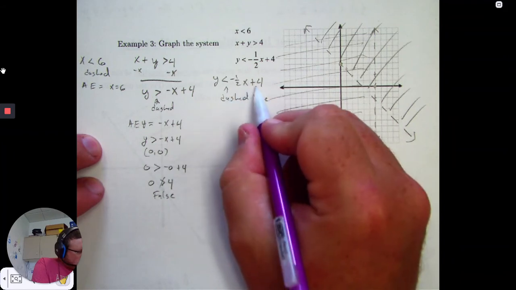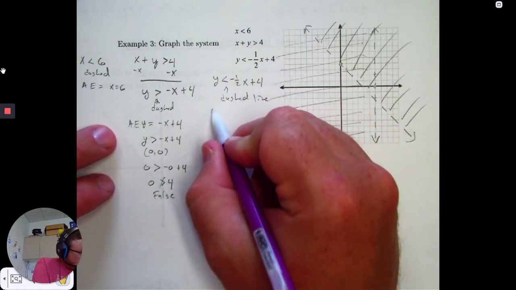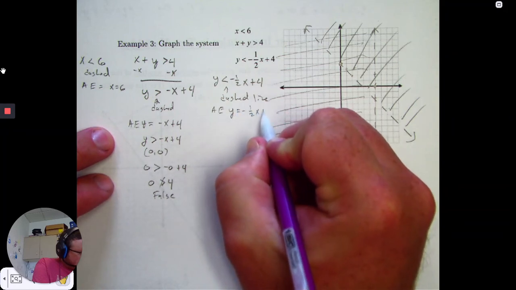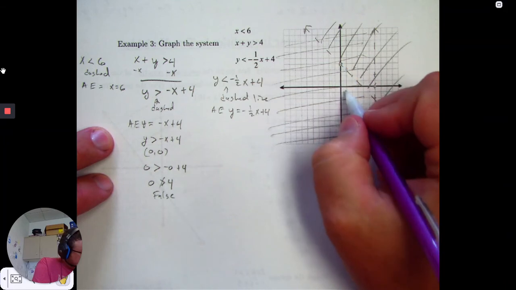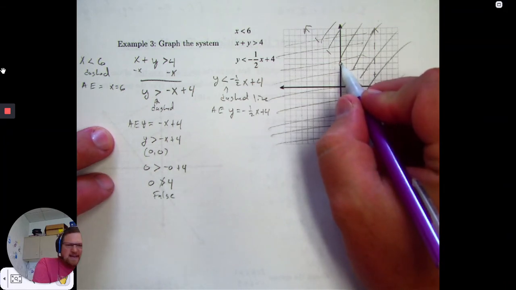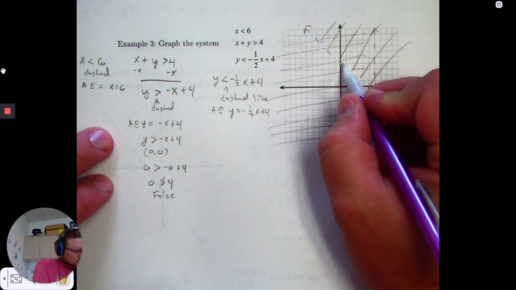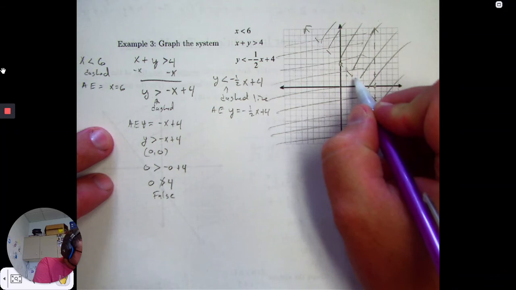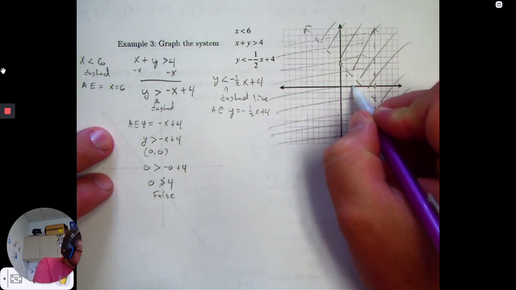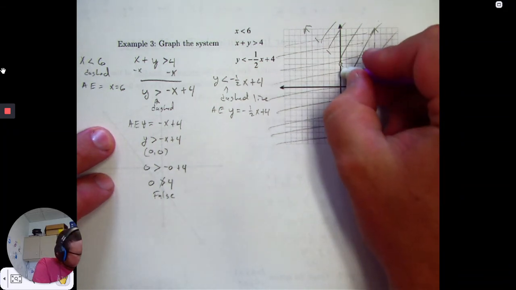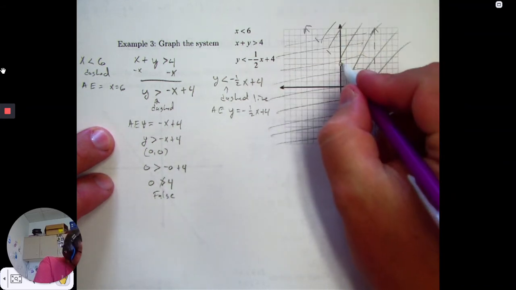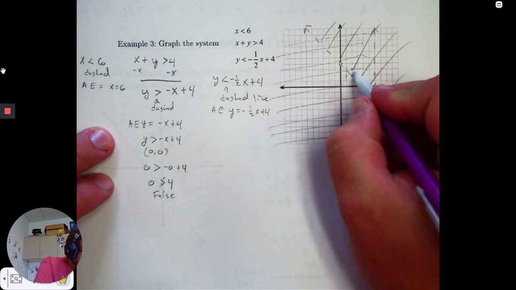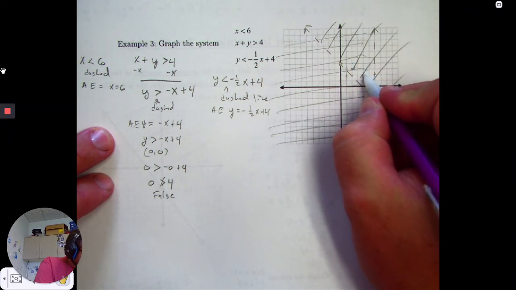We're at x equals 4, so we want to do our associated equation, which would be y equals negative 1/2 x plus 4. So we go to 4. But now our slope is negative 1/2. So we're down 1, over 2. Over 2, down 1. Over 2, down 1.